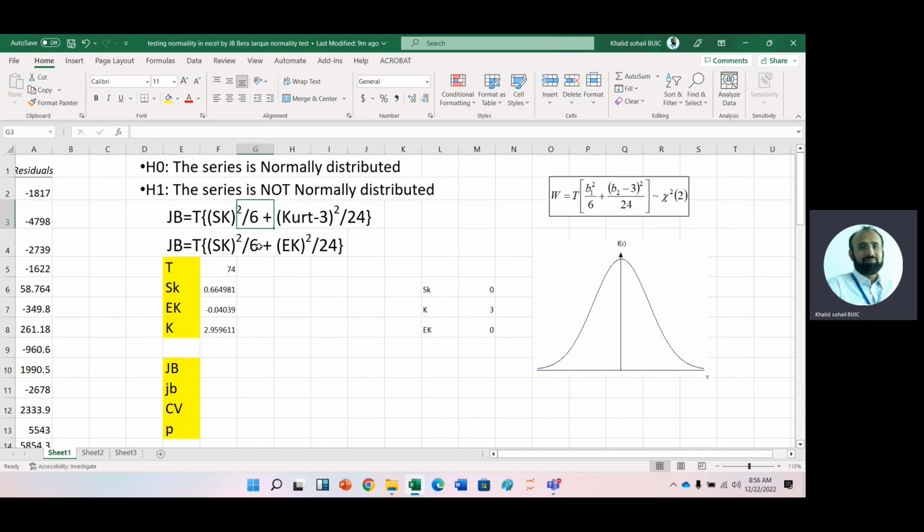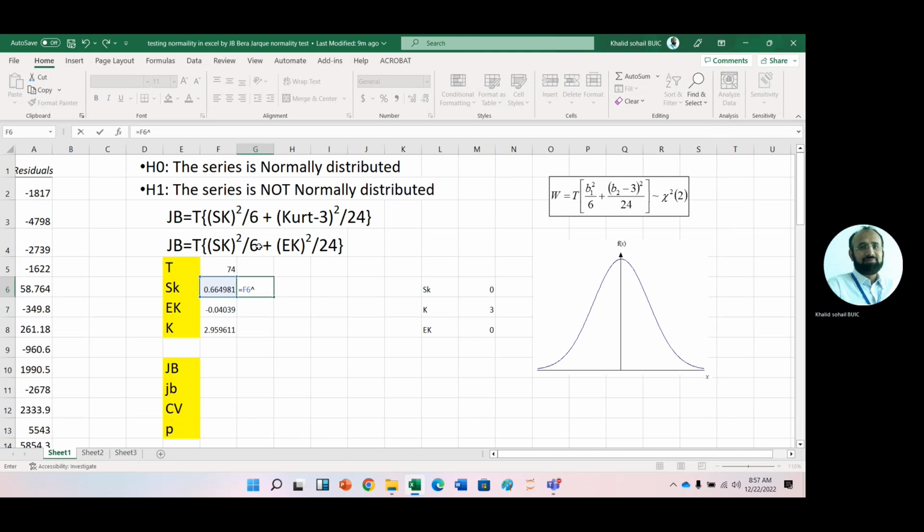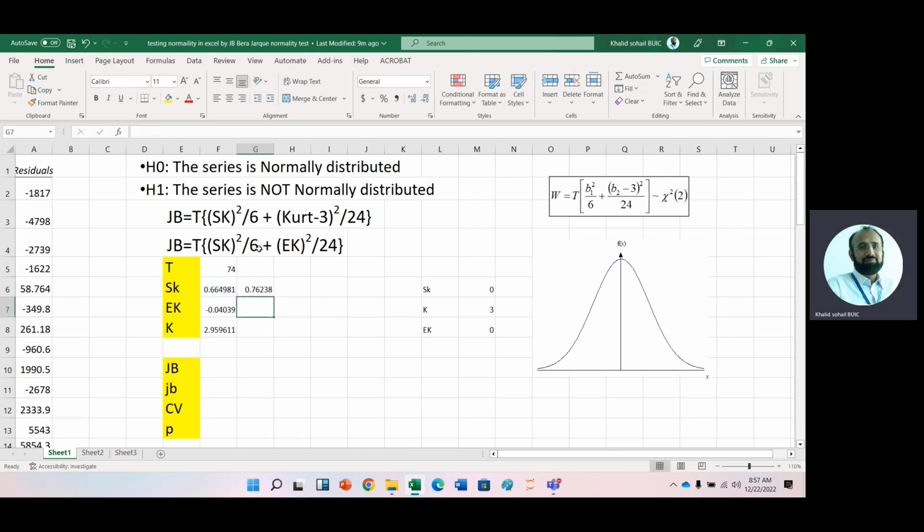Now look at the formula. We need skewness squared in the first formula that was originally developed by the researcher Bera, and it is a modified form. Here we have mentioned excess kurtosis, because after subtracting 3 from kurtosis, we will get this formula. So we need its square. So just take the square of skewness as well as kurtosis and excess kurtosis.